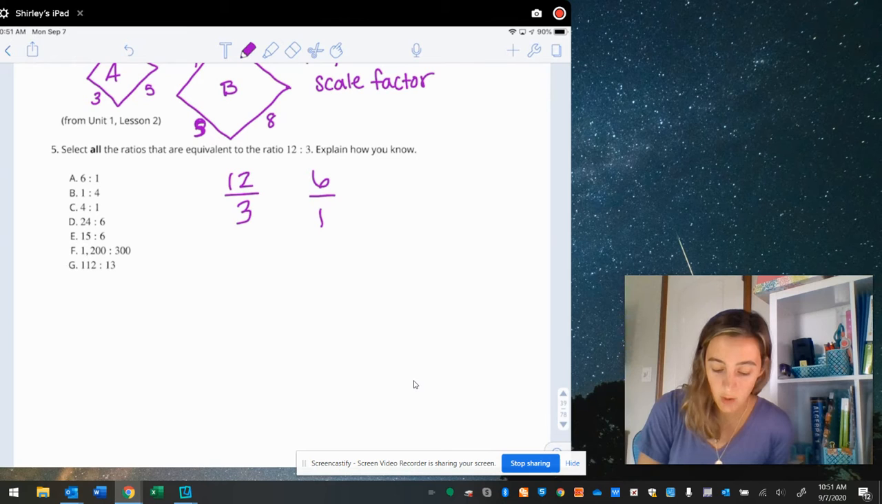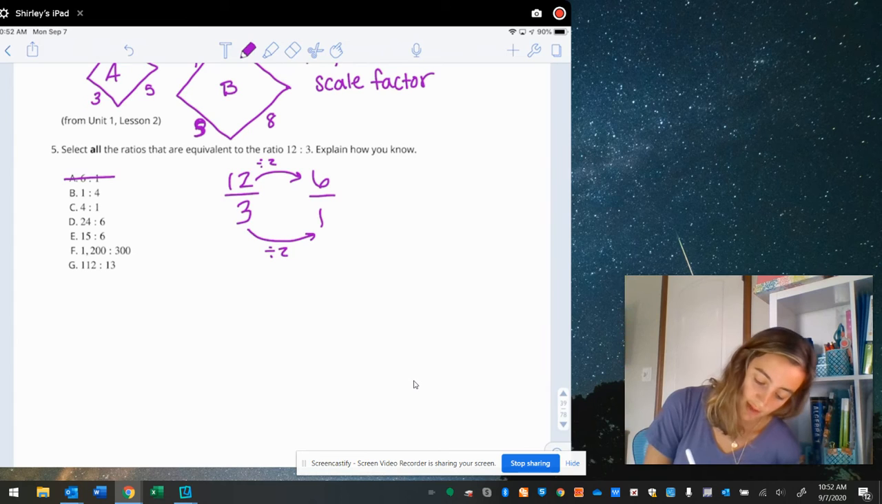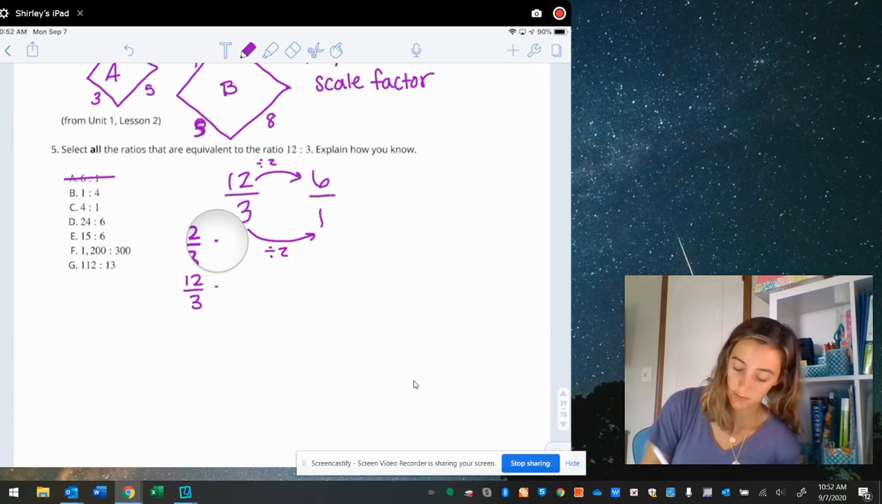Well, what do I divide 12 by to get 6? That gets divided by 2. Is 3 divided by 2 1? No. Let's try 1:4. So again, I have 12:3, and then I'm going to compare that to, what's happening here?